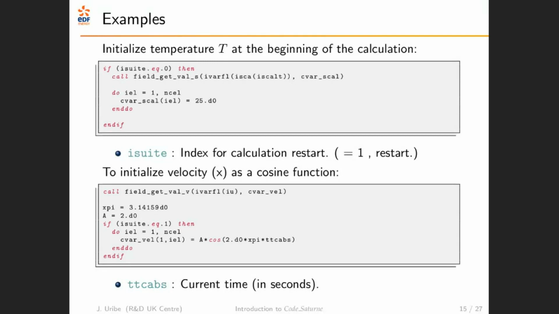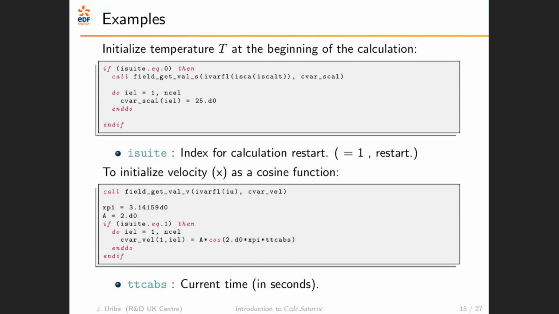Then you do the same. You call get value of a scalar for the temperature. So this is the index of the temperature, ISCALT, and then you put this into a pointer, and then you do a loop on all the cells and set to the value that you want. You could do it differently. You could do a loop on the cells and then only select the cells that are in a certain part of the domain, or you can select them geometrically. For example, if you want to say all those that have x larger than 0, for example, or anything like that.